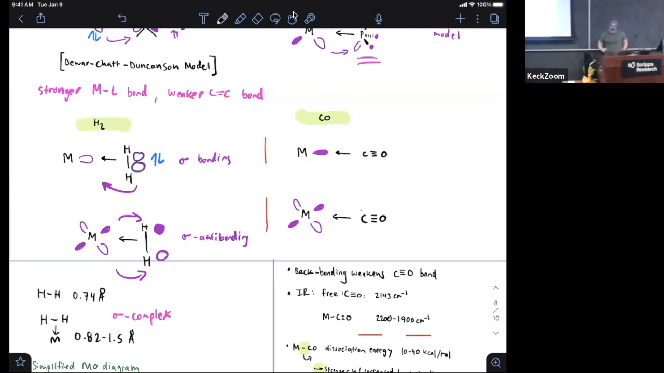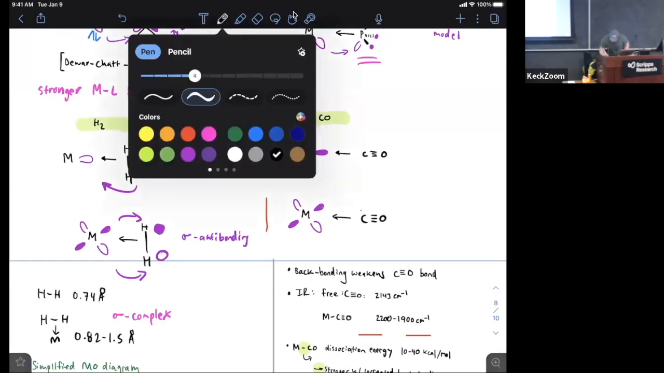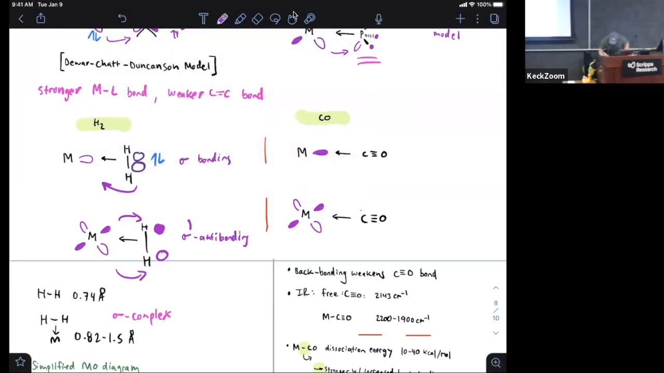And then you can imagine in a very extreme case, remember, in this case, we're populating this sigma star antibonding orbital. So what does that mean? If you take that to the theoretical limits and you're donating into an antibonding orbital, eventually you will lead to sigma bond cleavage, and that's an elementary step that we call oxidative addition.